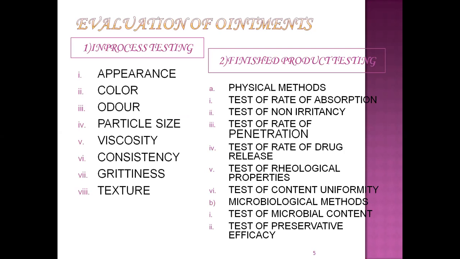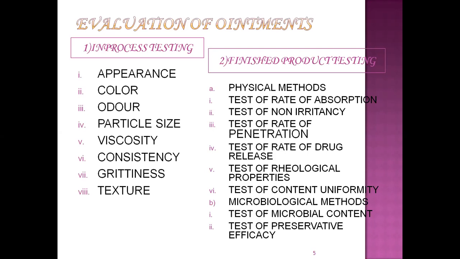So when you come to the evaluation of ointments, what are the different types of evaluation or quality control tests for ointments? There are two aspects: one is in-process testing, and the other is finished product testing. During the process, what kind of tests can we do, and after finishing the products, what kind of tests are there? Let us see.